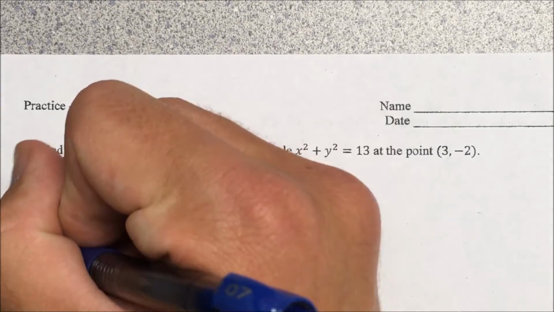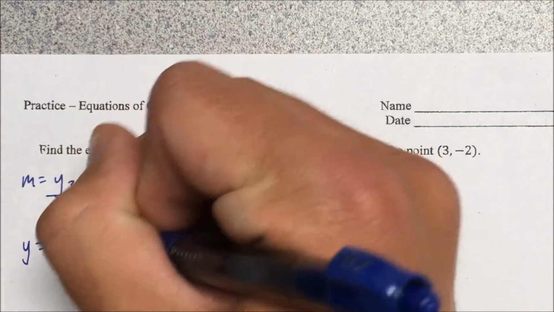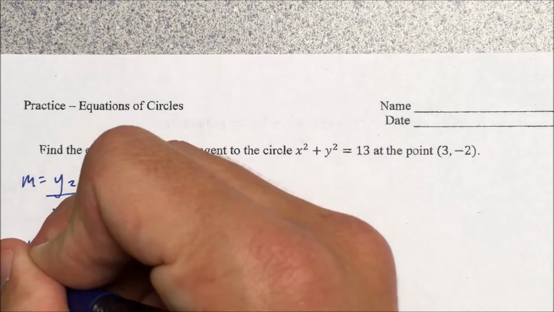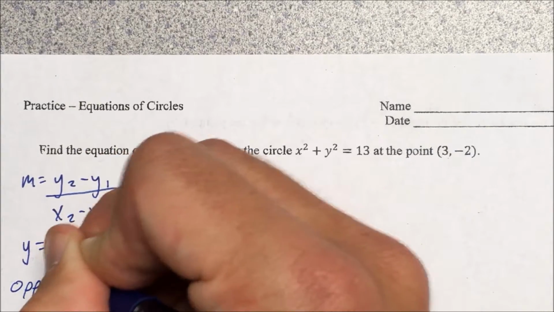And we also need to know y equals mx plus b, slope-intercept form of a line. So m is your slope, b is your y-intercept. And the third thing we really just need to make sure we remember is the term opposite reciprocal.